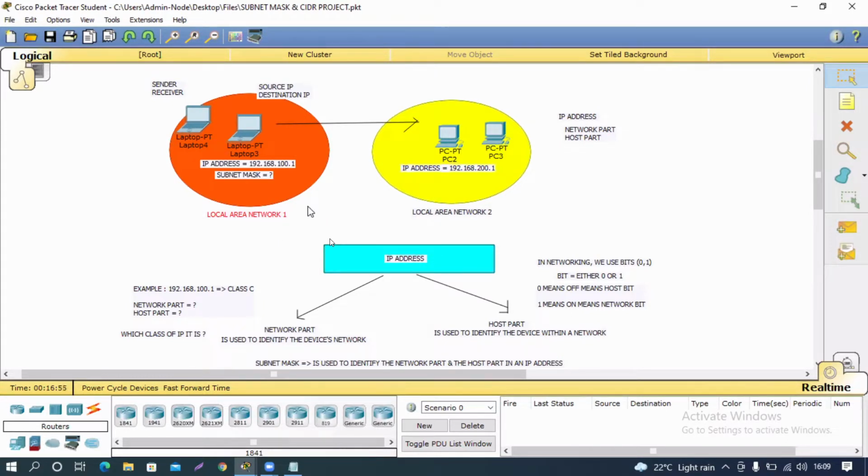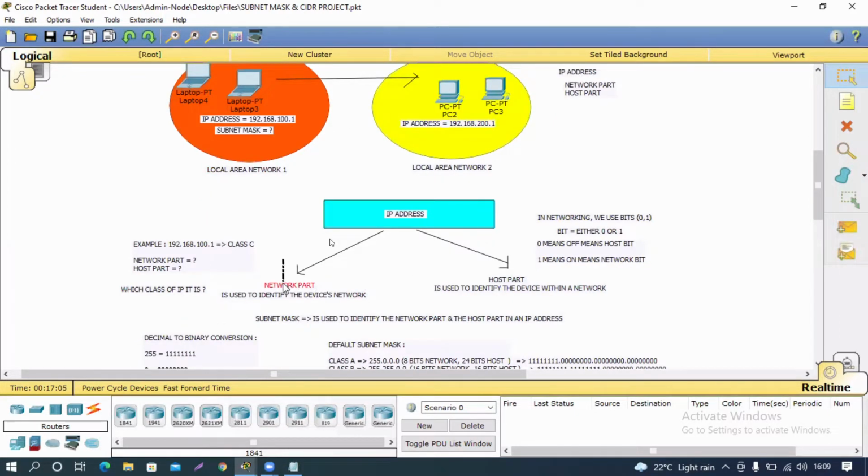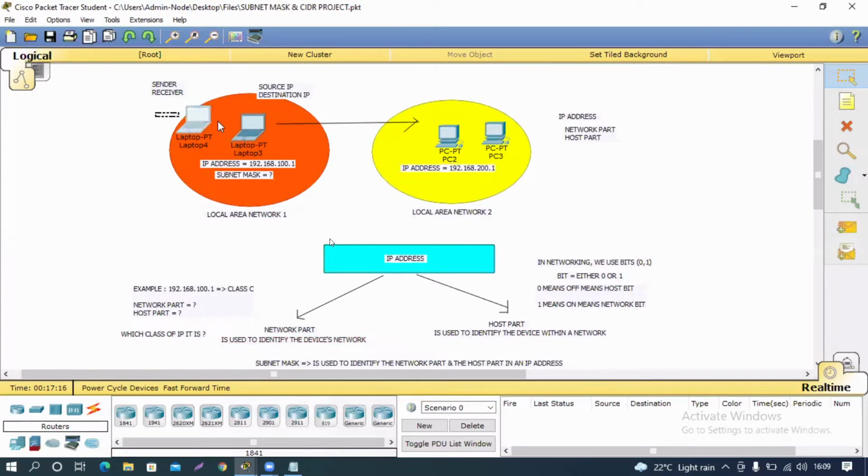Okay. Now these two things are always there in an IP address. The IP address always contains two sections, everyone: the network part to identify the network itself, and the host part to identify the host itself. The network part is always used to identify the device's network, meaning which network this device belongs to. Local area network 1. This is the network part. It is used for that.